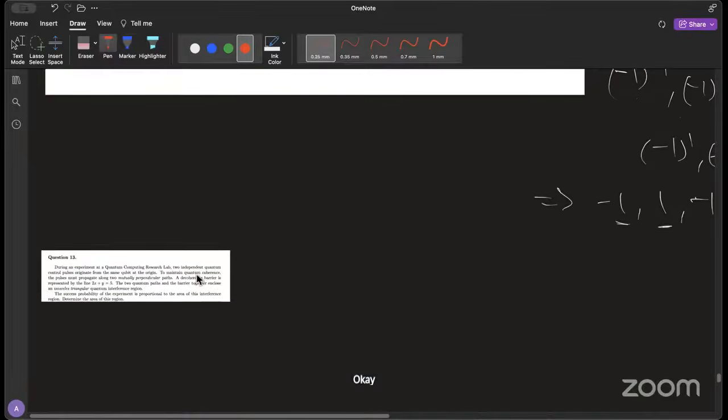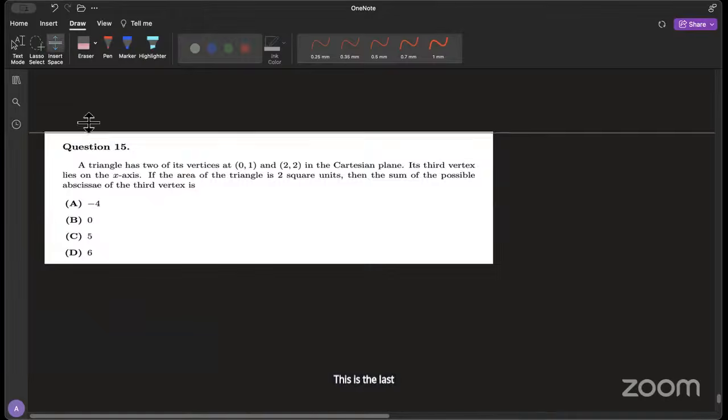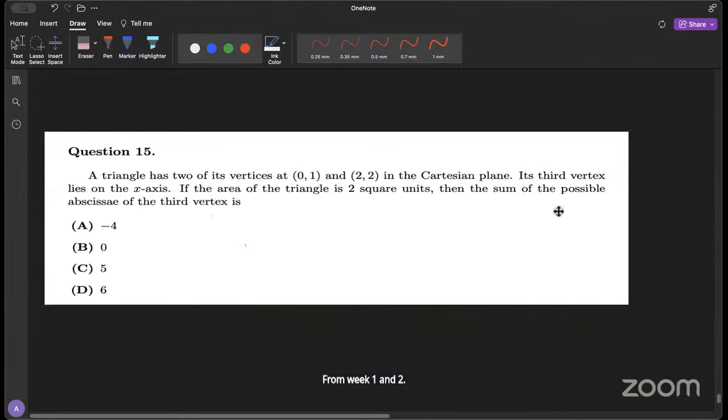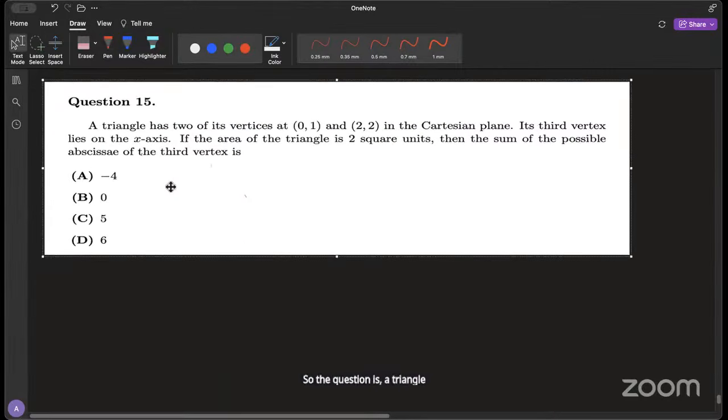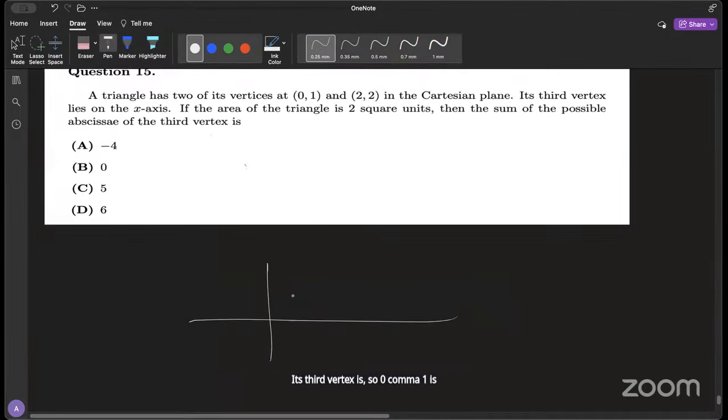Okay. Then coming to this one. This is the last question, I guess, from week 1 and 2. So the question is, the triangle has two of its vertices at (0, 1) and (2, 2) in the Cartesian plane. Its third vertex is... so (0, 1) is here, right? And (2, 2) would be somewhat here. Let's say this is (2, 2).